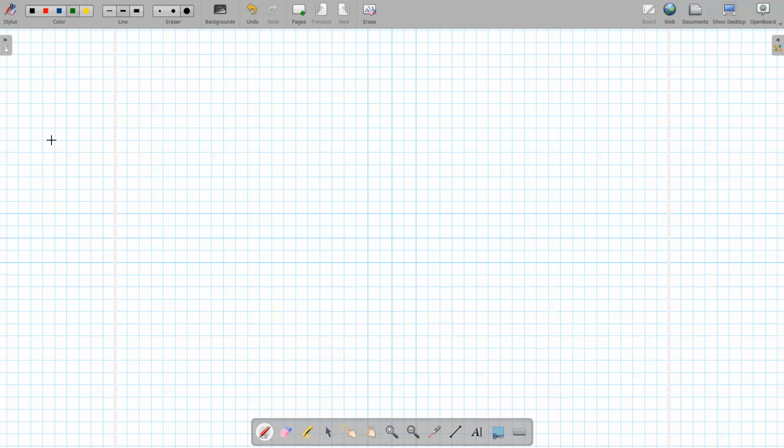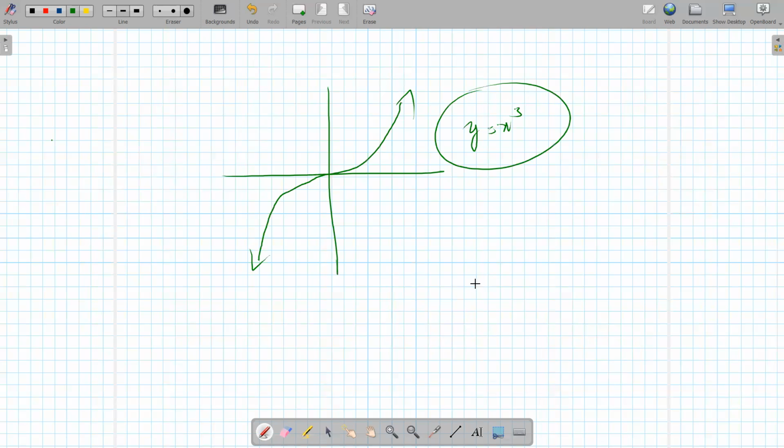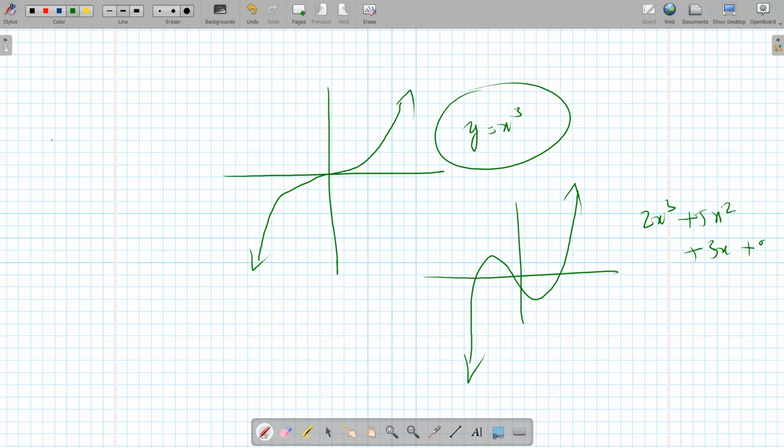It doesn't have to just look like that though. This is the basic case, okay? You see this shape here? This is y equals x³. This is called a parent function, but it doesn't have to look like this. It could also look something like this. An example of this would be like 2x³ plus 5x² plus 3x plus 9 or something. The main idea is that it's going to start down here. It is going to end up there, okay?